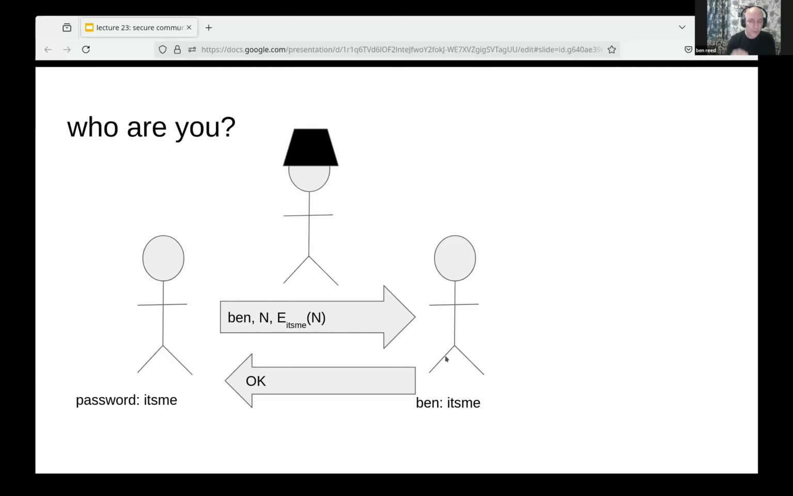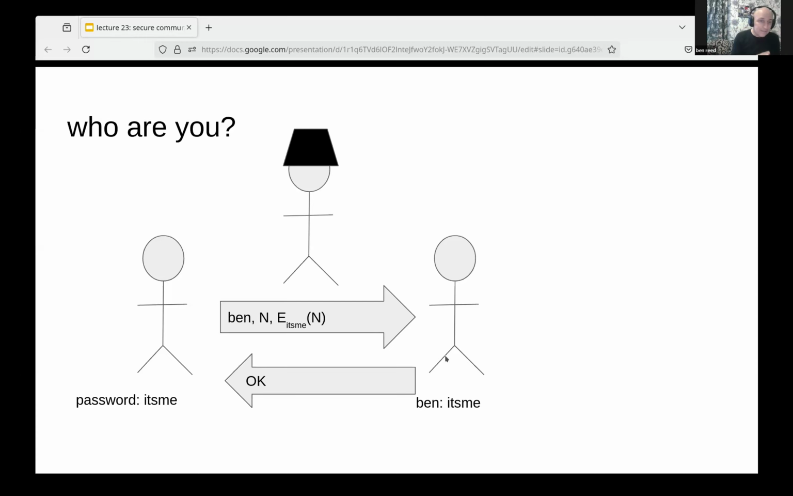Now, when the person on the right receives this number and this encrypted ciphertext, the person on the right can then use the secret to decrypt that ciphertext and see, oh yes, Ben sent this nonce, this number, maybe 37, and then he sent this encrypted blob. And when I decrypt it, it's 37. So obviously Ben sent the message.